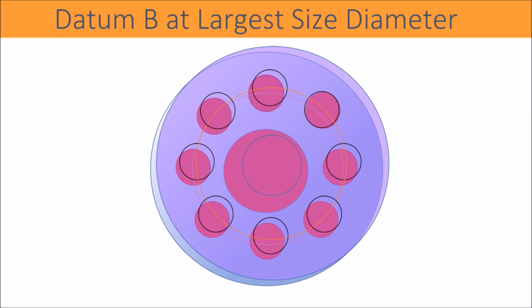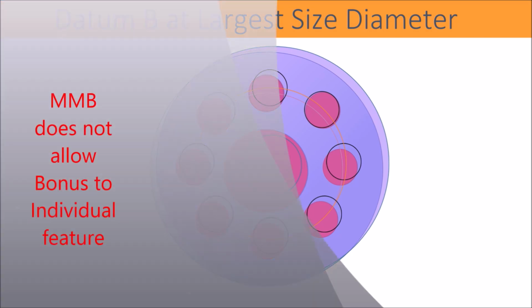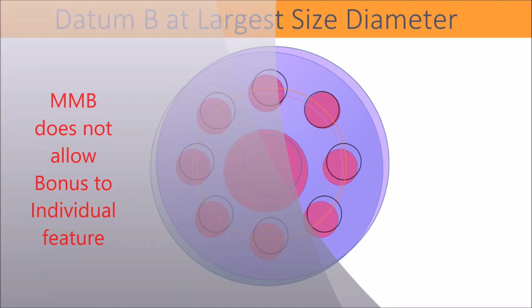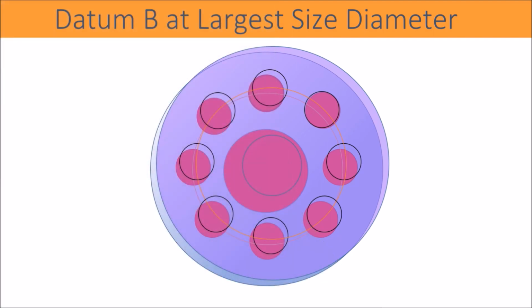This is what we can see. We have used the shift in bonus tolerance and matched the one hole. Please note that to match the single hole, we have shifted the entire part, and because of this, all other remaining holes got mismatched. This means MMB bonus tolerance cannot be applied to a single or individual feature. The bonus of the datum hole allows the entire part to shift only.